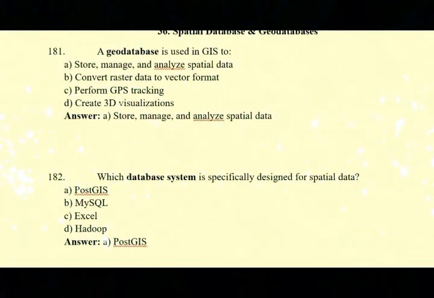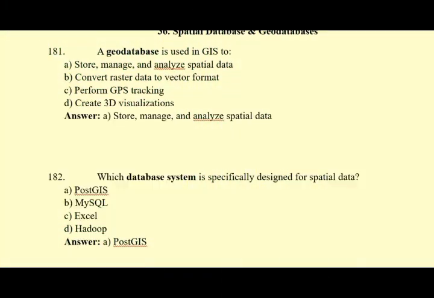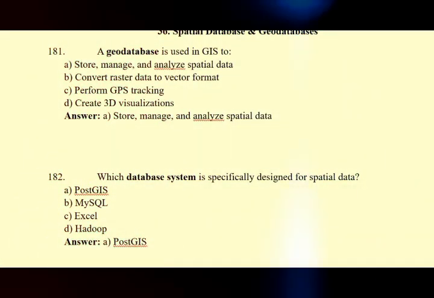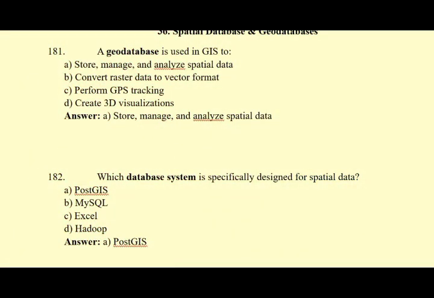First question of the 36th category. Spatial database and geodatabase. Question 181. A geodatabase is used in GIS to store, manage and analyze spatial data, convert raster data to vector format, perform GPS tracking, create 3D visualizations. Here the right answer will be store, manage and analyze spatial data.